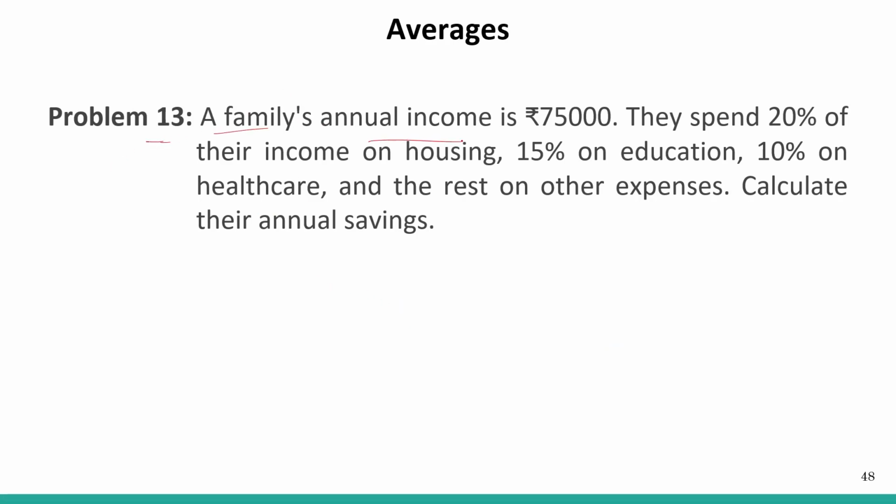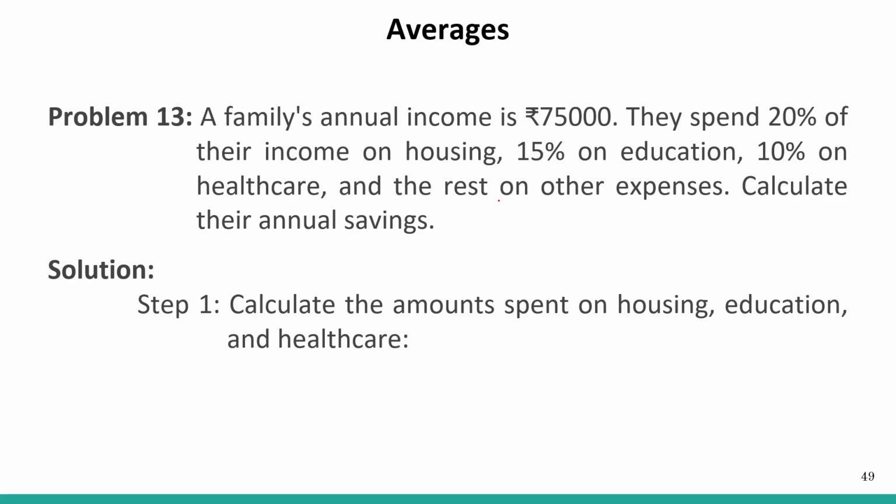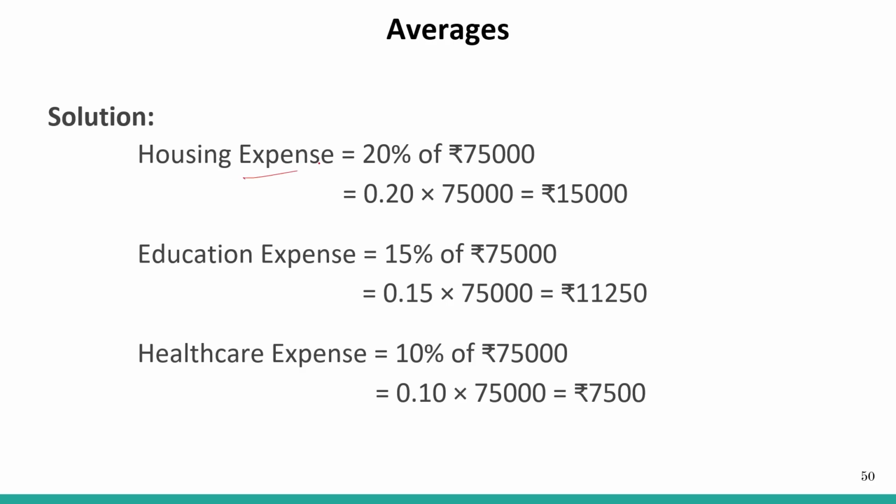So a family's annual income is 75,000. Okay, they spend 20% of their income on housing, 15% on education, 10% on healthcare, and the rest on other expenses. So calculate their annual savings. So let's go forward with the step-by-step solution. So calculating the amount spent on housing, education, and healthcare. So for housing expense, it is 20% of our whole income, so it will be 15,000.